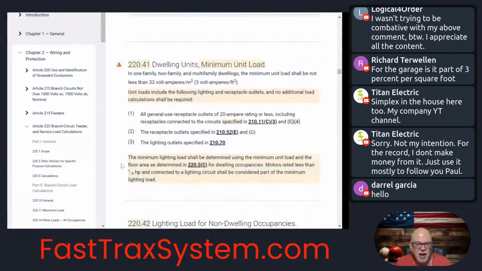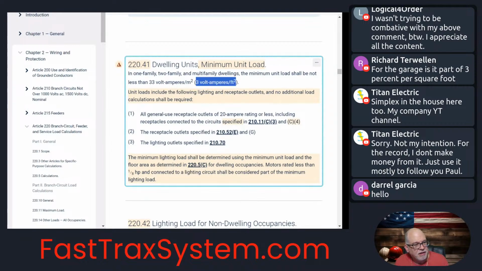Okay, right here. 220.41, which used to be, now it's kind of easy to remember this one, right? 220.14, just reverse it, and spin the 14 around to 41. Hey, whatever helps you remember things. In the 2023 edition, you can see that the 3 VA is now under 220.41. So there's a code change for you. If you're in the 2020, it's 220.14J. If you're in the 2023, it's now 220.41.